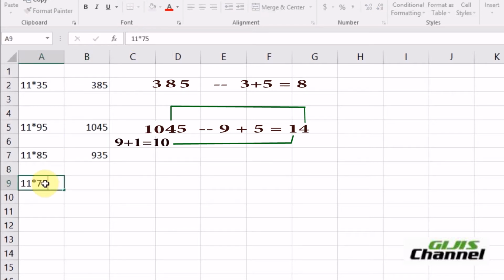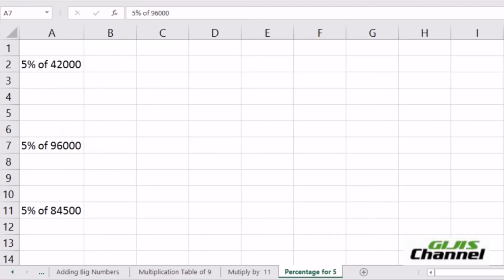11 times 75. You write down 75, leave a space in between. So when you add the numbers, 7 plus 5, it's 12. We cannot write 12 there. So I am going to write 2 there, and the other one, I am going to add 1 to 7. So it's 8. So 825. Let's see how to do the percentage of 5.